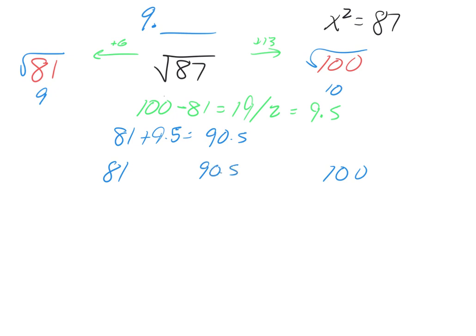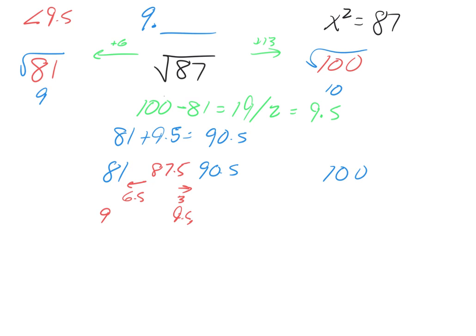And 87 we know falls to the left of this. It's somewhere in between here. So that means that this number is going to be less than 9.5, because it's not more than halfway. And we look and see, all right, this is 6.5 units away from 9, and it's only 3 units away from 9.5. So that means that this is closer to 9.5 than it is to 9.